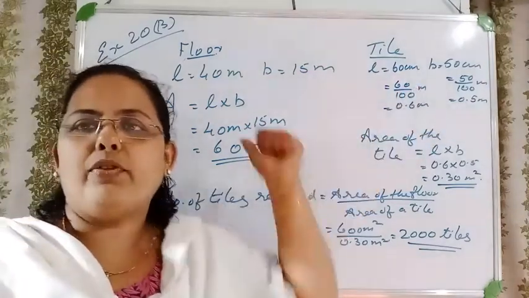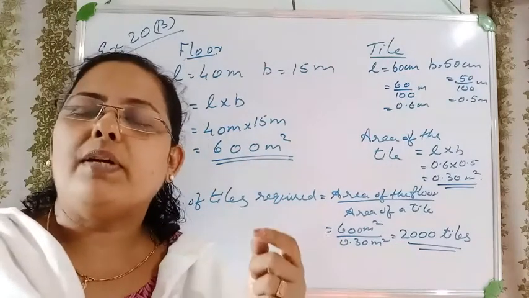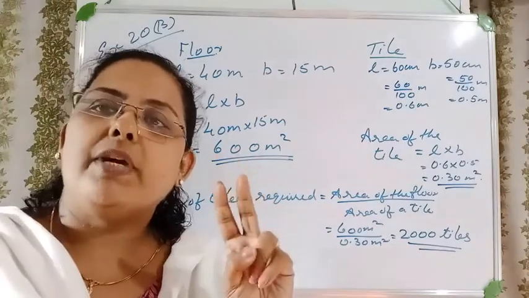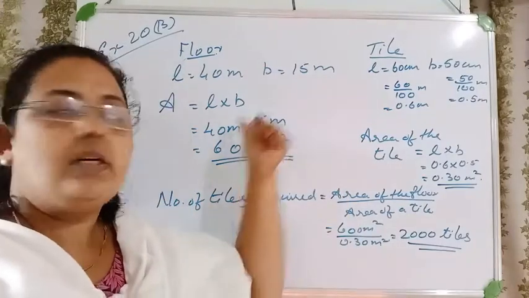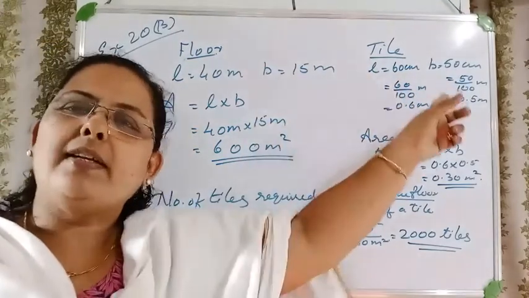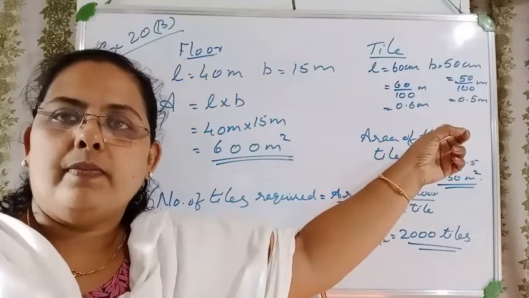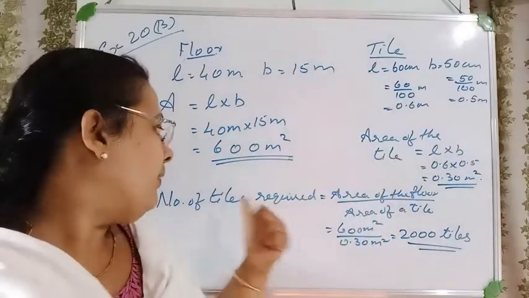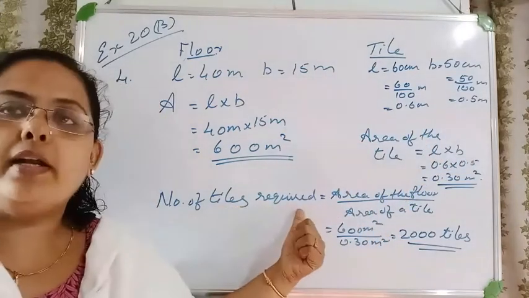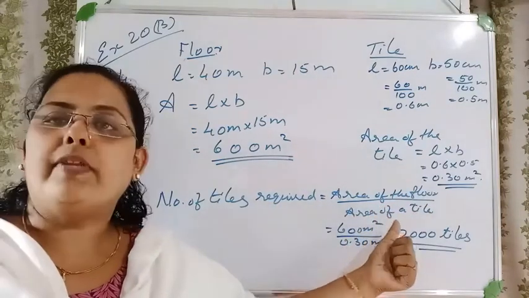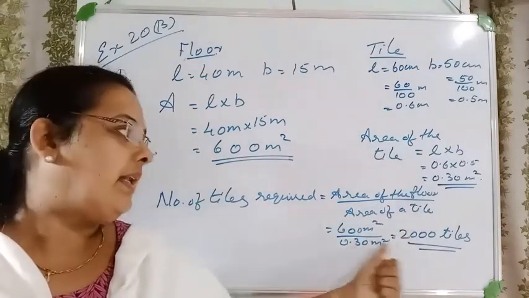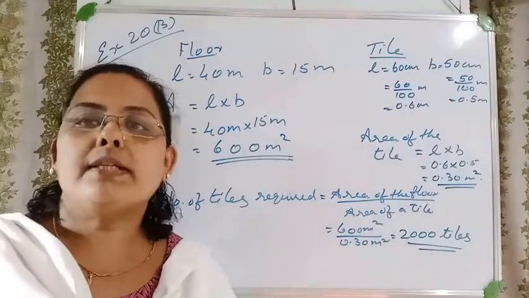Any one you have to change, that is wherever your calculations you are doing, you have to make it into the same units. Either here you can change it and do it, or there you can change. I have done it in the centimeters case. Okay, and then what about the number of tiles required? Number of tiles required is equal to area of the floor by area of the tile. Okay, and then we got it as 2000 tiles.